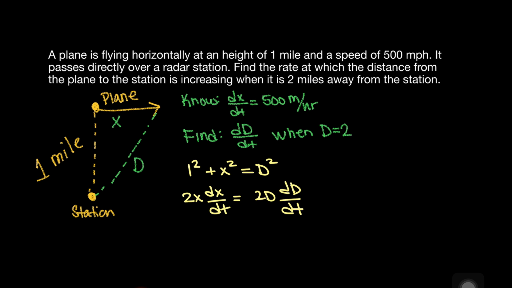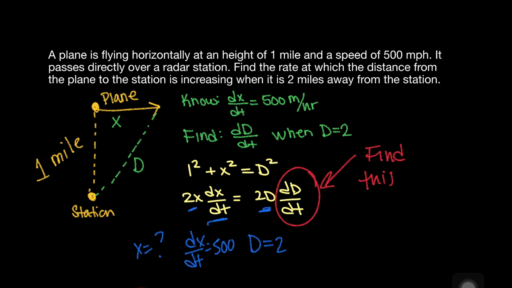Finally, we're going to try to plug things in so we can solve for the derivative that we want to find. In this case, we want to find dd/dt. So I am given dx/dt, that was 500, so I'll be able to plug that in. I was given d is 2 at the instant in time I care about.